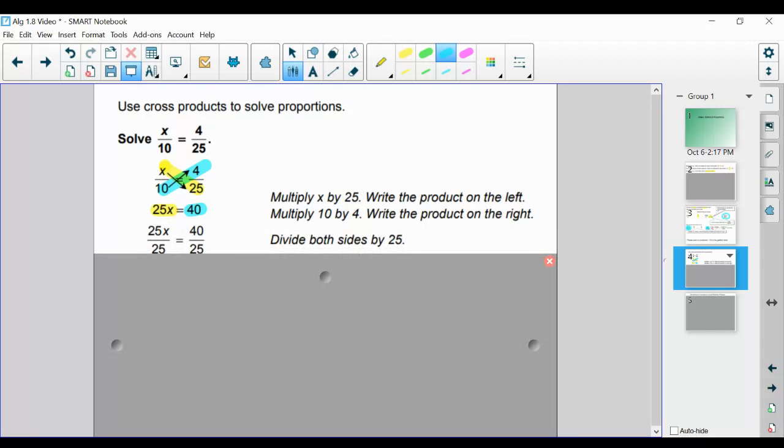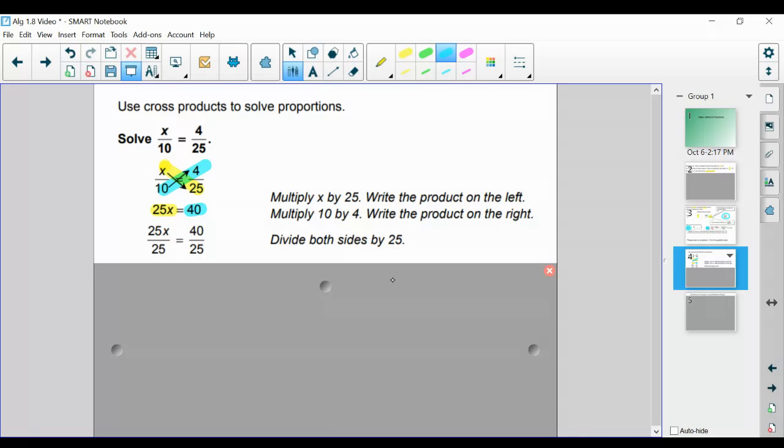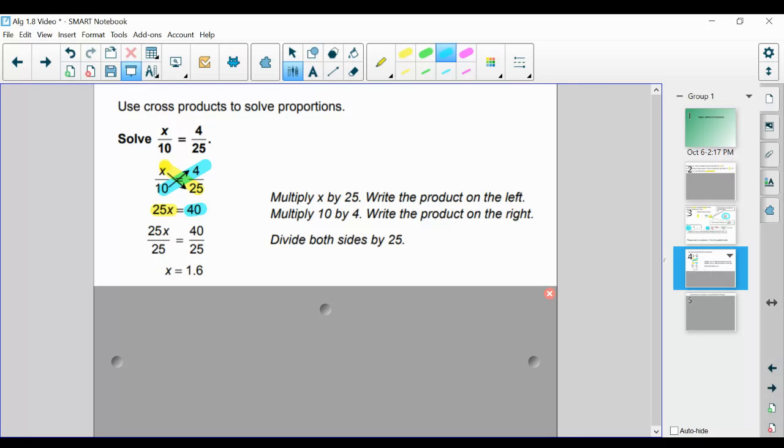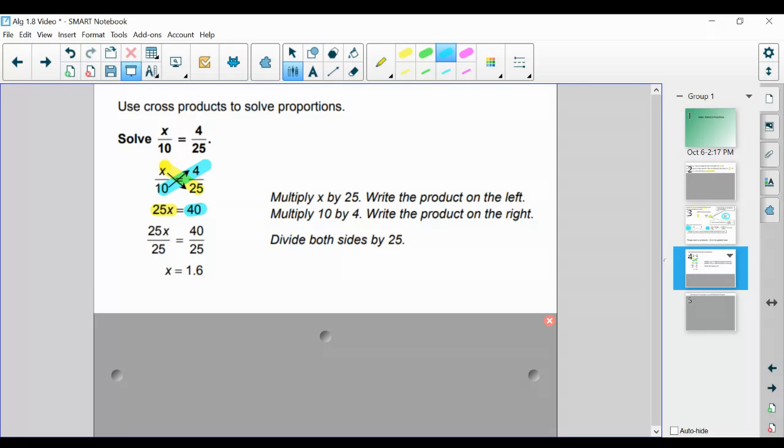So now we're going to divide both sides by 25 to solve for x. We get 40 over 25. We can simplify that down to be 8 over 5, or we could also figure it out to be 1.6. So we get x is equal to 1.6, and that helped by using the cross product.